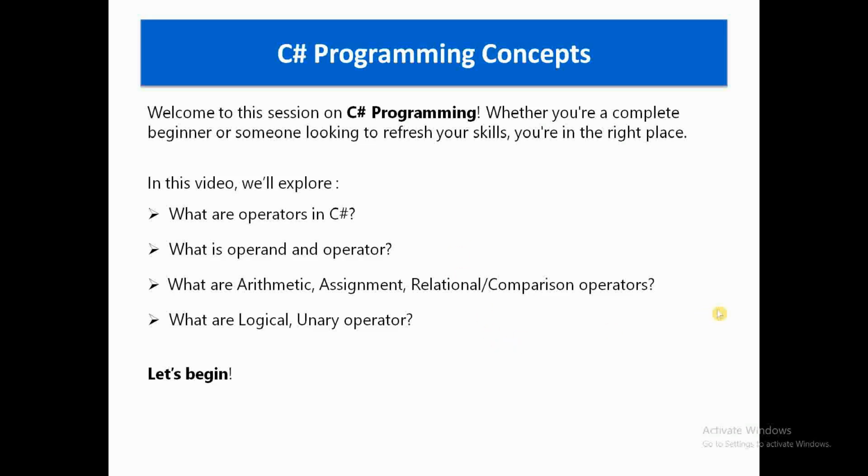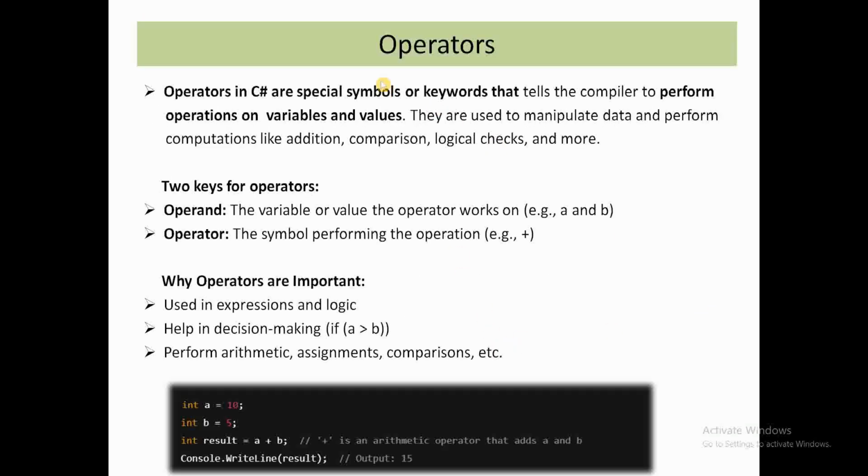So let's begin. First topic is operators. Operators in C# are special symbols or keywords that tell the compiler to perform operations on variables and values. They are used to manipulate data and perform computations like addition, comparison, logical checks, and more. Operators mainly are like symbols. These symbols or keywords we can use on our variables like a is equal to b, a plus b, a minus b, like these are the operators which we can use.